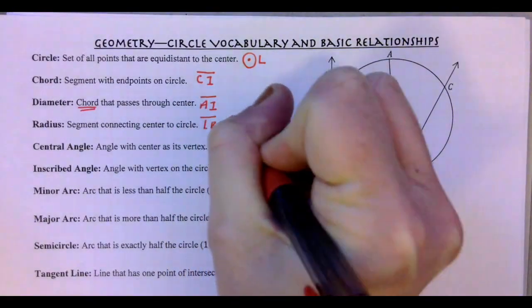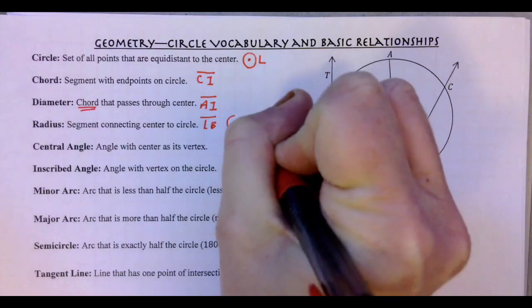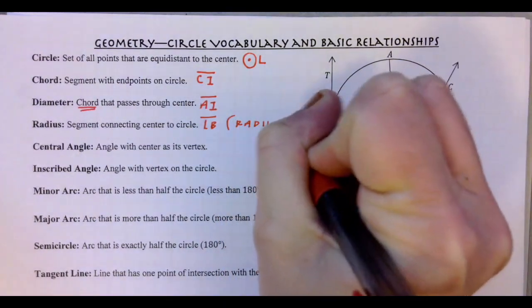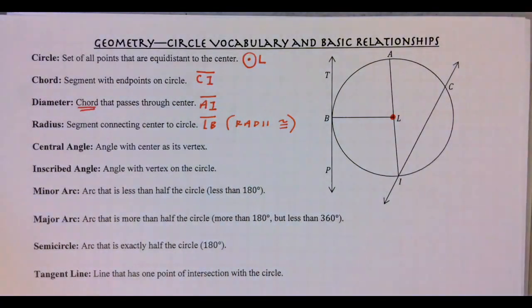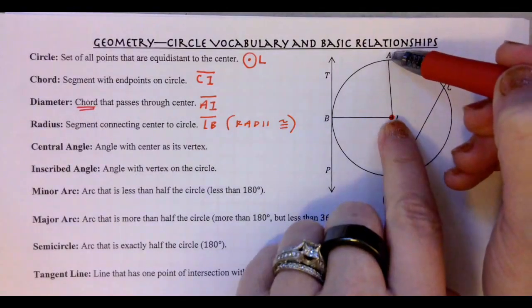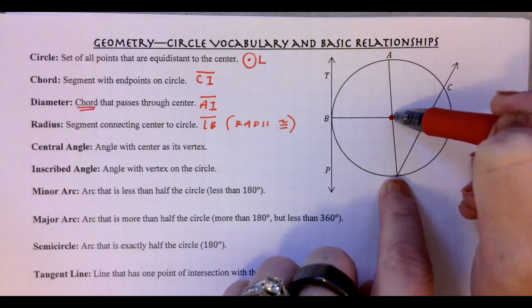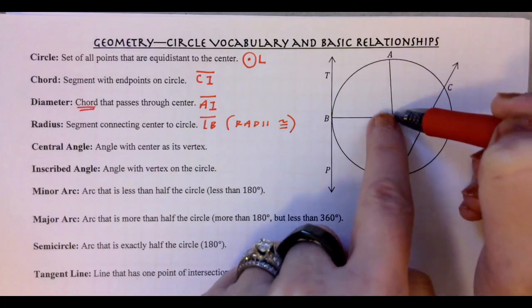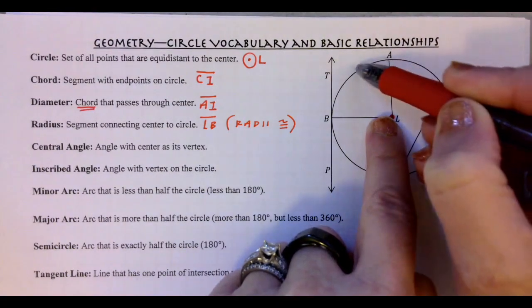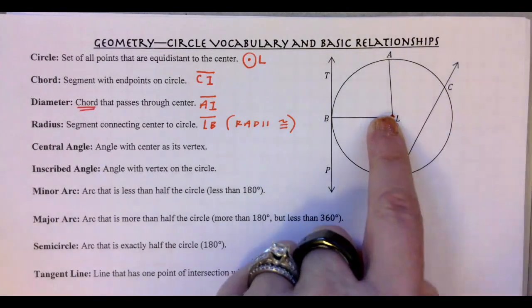And then a little reminder here that the radii, plural for radius, right, they have to be congruent. So if I knew that this measure here was 10 units, this would be 10 units, this would be 10 units as well, right? The distance from my center to any point on the circle, anywhere, must be 10 units.